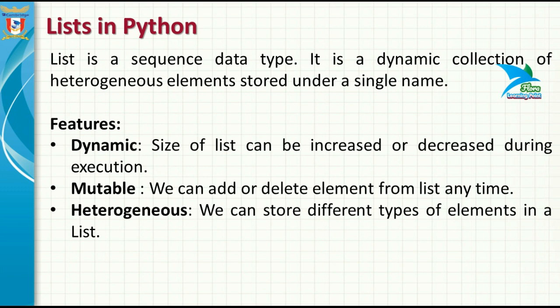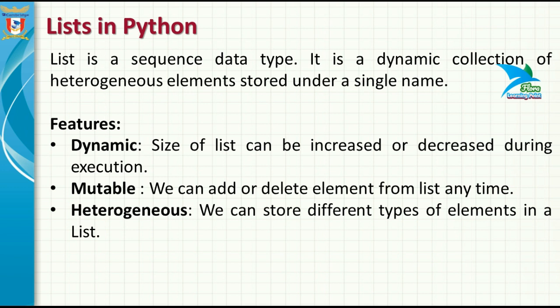A list is a sequence data type. It is a dynamic collection of heterogeneous elements stored under a single name. So that means a list is a collection by using which we can store multiple values, known as elements, under a single name. If we compare a list with a variable, because a variable is also a data member: inside a variable, we can store a single value at a time during the execution of a program. If you reassign the value to a variable, then the previous value will be replaced with the new one. But inside a list, you can store multiple values at the same time.